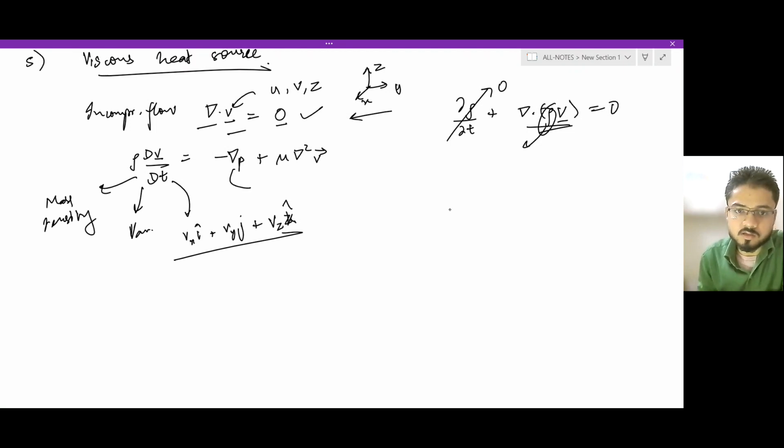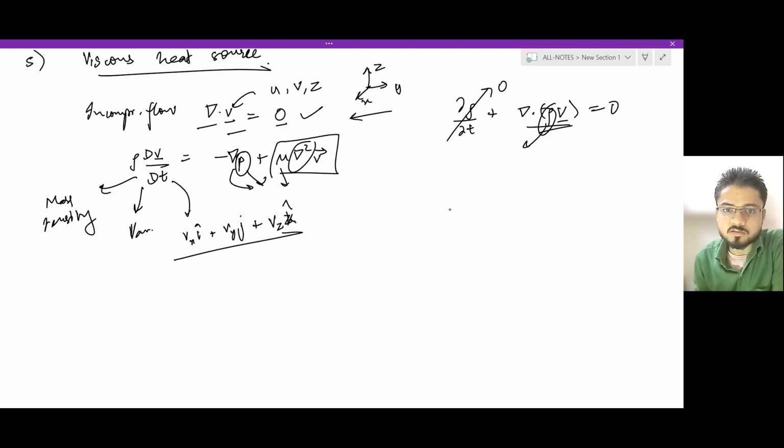This is the gradient of the pressure, where P is the scalar quantity, the usual normal pressure, and mu is the dynamic viscosity of the fluid, and this del squared, that is obviously the Laplacian.